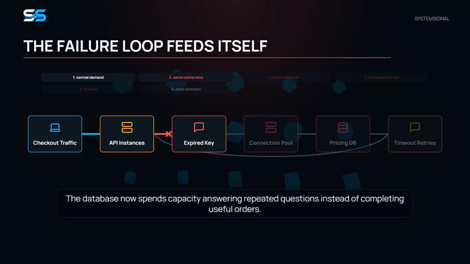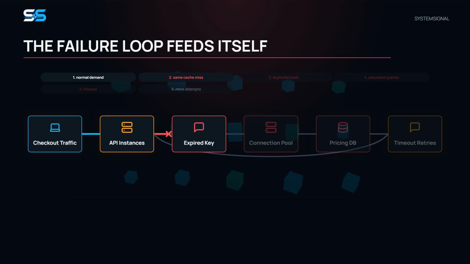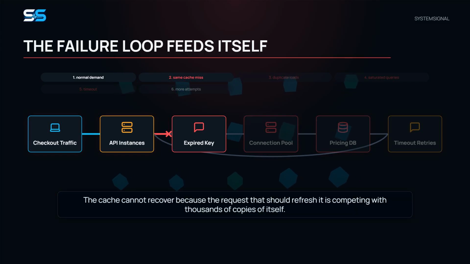The database now spends capacity answering repeated questions instead of completing useful orders. Slow responses keep more requests in memory, which increases concurrency again. The cache cannot recover because the request that should refresh it is competing with thousands of copies of itself.